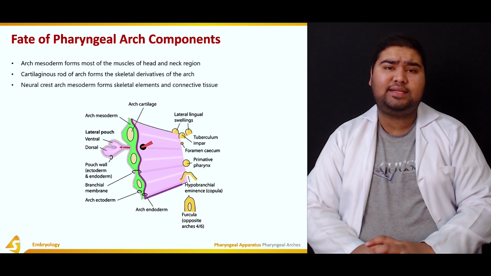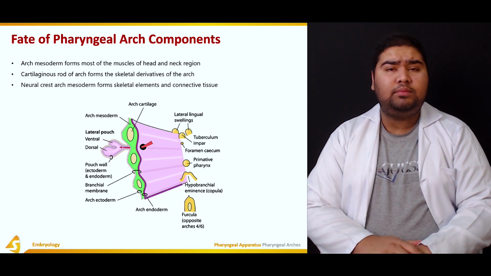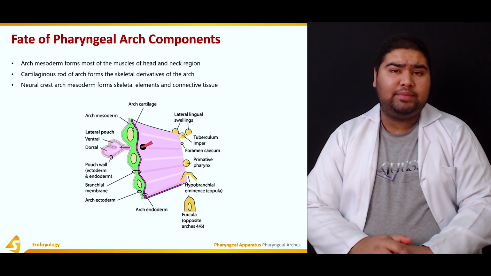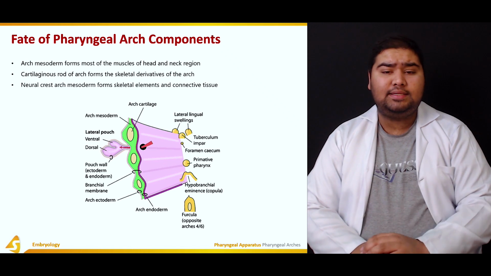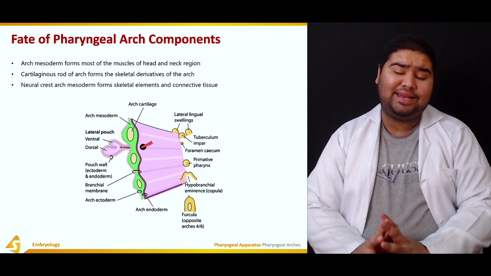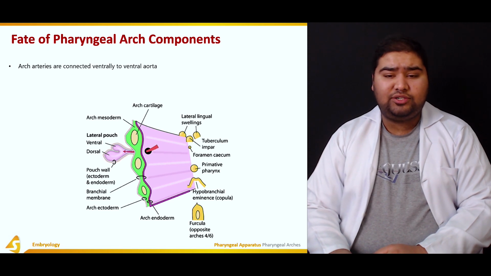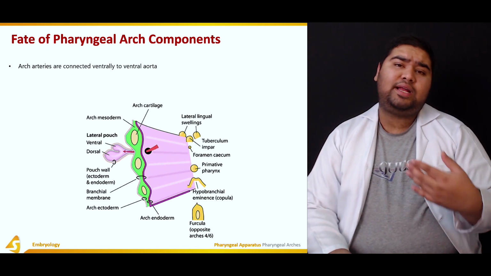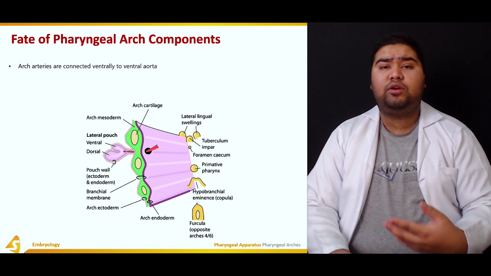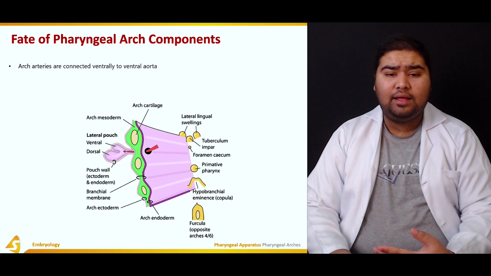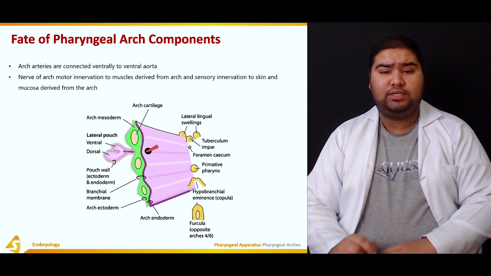Now the neural crest cells which have migrated into the arch form the mesoderm that forms the skeletal elements and the connective tissue. The neural crest cells help in the formation of skeletal and connective tissue elements. Then we have the arch arteries, which are branches of the corresponding aortic sac. They are connected ventrally to the ventral aorta.